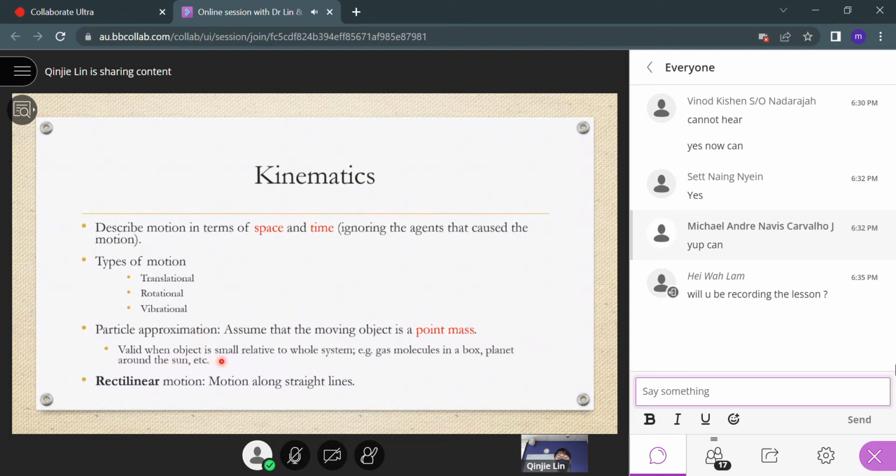And this is valid when the object is small relative to the whole system. This is referring to the approximation. So if you approximate a water bottle to be a particle, it will be accurate if you are talking about a whole system. Let's say you are throwing this water bottle from this point to the next building. The whole system is quite huge, but the water bottle seems so small, so it will be quite accurate to assume that it's a particle. And this term rectilinear motion means motion along straight lines. Later we will come to curvilinear. So rectilinear means straight lines.